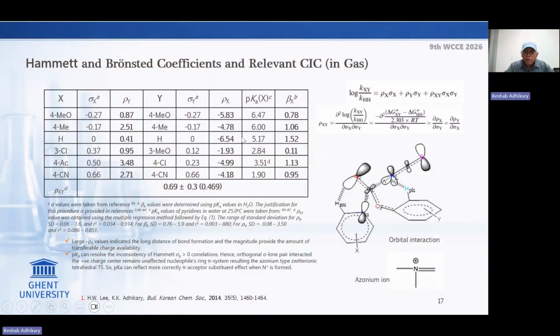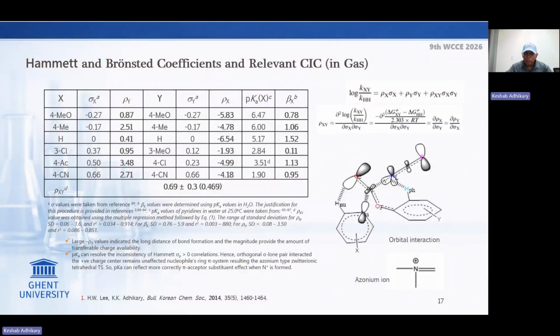And so we find out the result. We can speculate from this result. Here, a positive beta X value and a large negative rho X value we can see. Also, the cross interaction constant, which is calculated here, is positive.